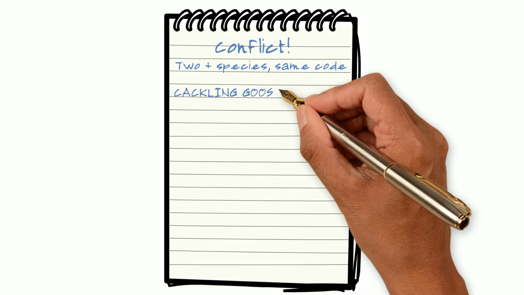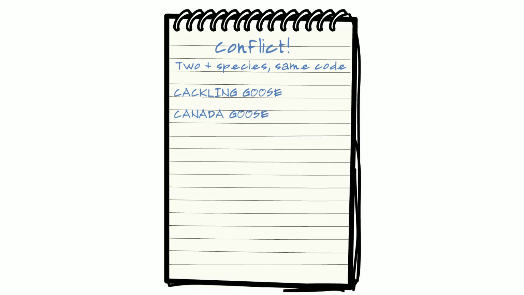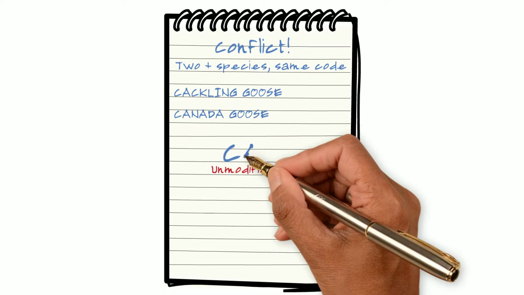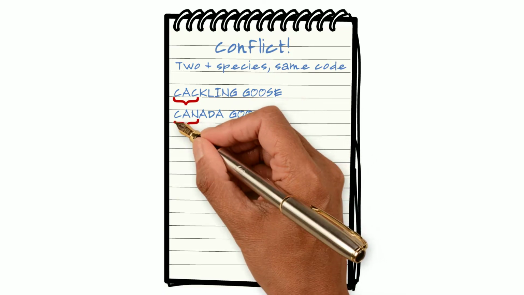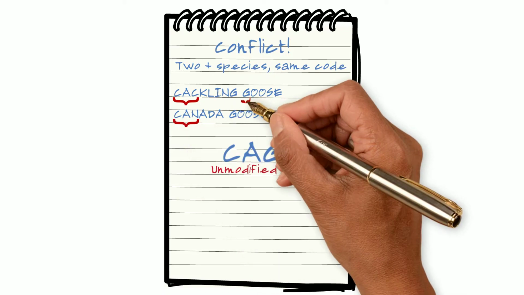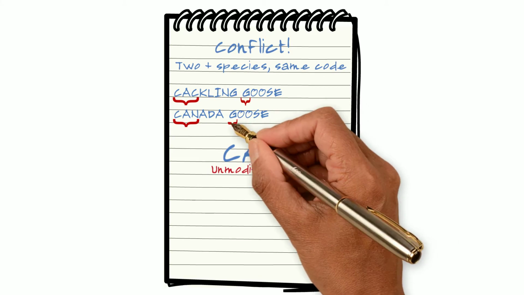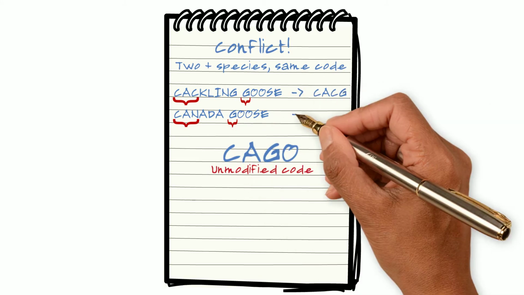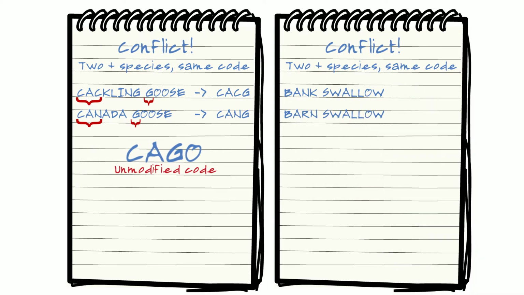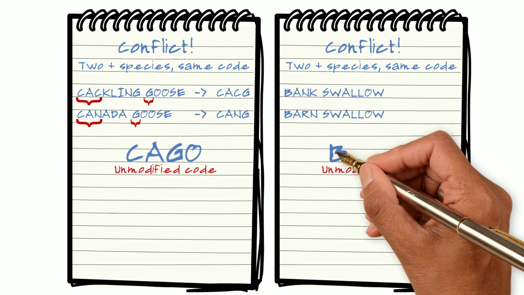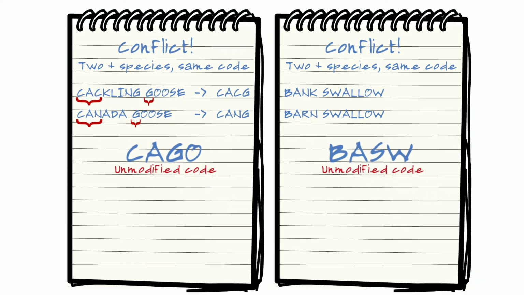First, we have the cackling goose and Canada goose. As you can see, the unmodified code for both would be CAGO. To resolve this conflict, most of the time, the first three letters of the first word and the first letter of the second word corrects for the conflict, resulting in CACG and CANG. This formula works for bank swallow and barn swallow. The unmodified code would be BASW. What are the correct banding codes for this pair of swallows? Give it a try.